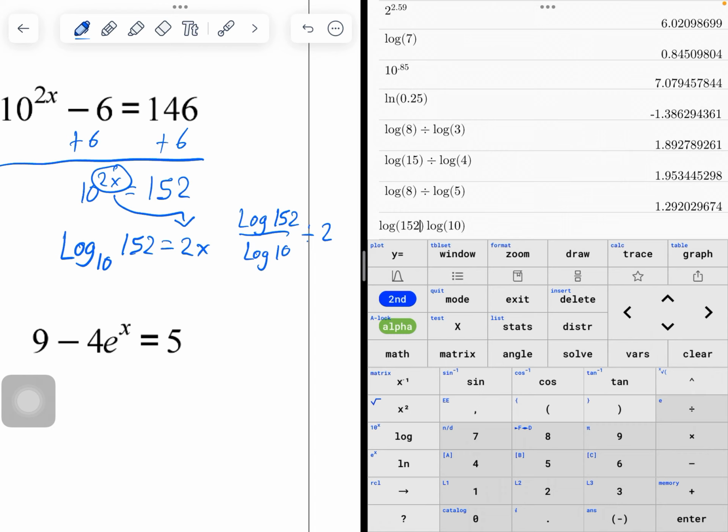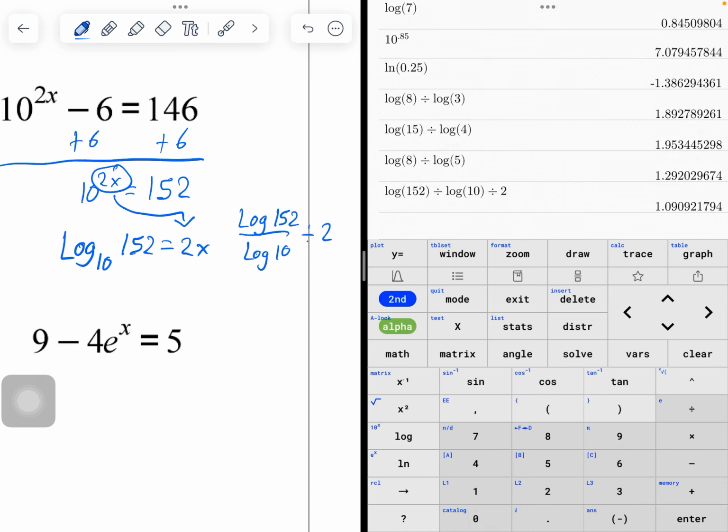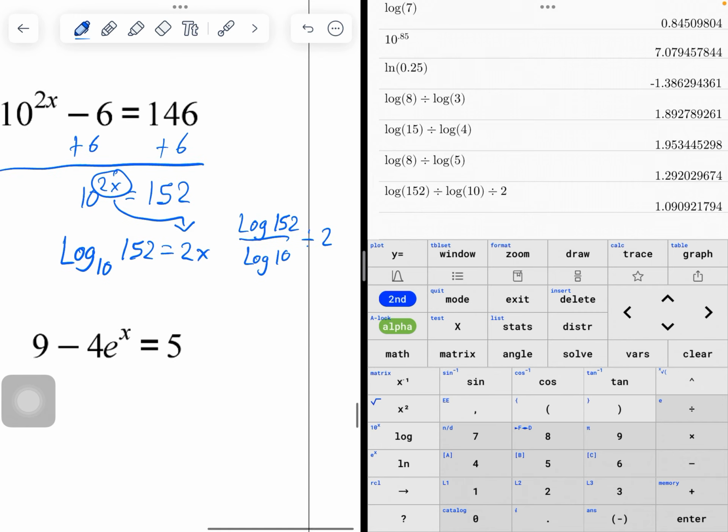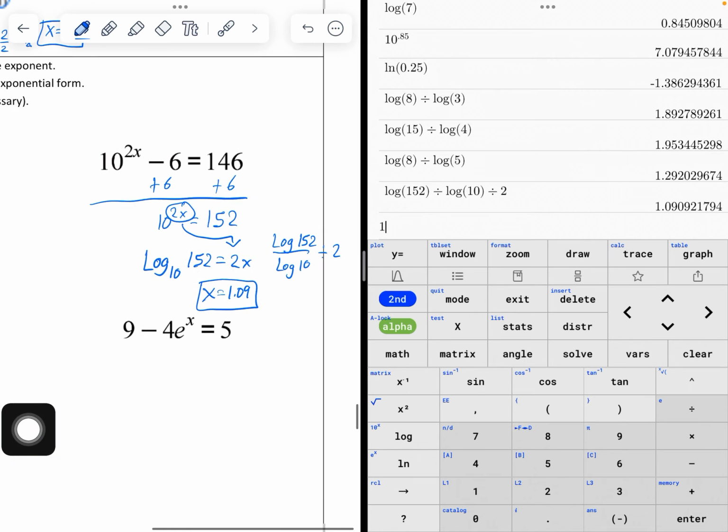Oop, I forgot my divide sign. And then we are going to divide once again by 2. And it comes out to be 1.09. We can round this one. So x is equal to 1.09. Again, the reason I divided by 2 at the end here is because it's 2x, so we've got to get the x by itself.